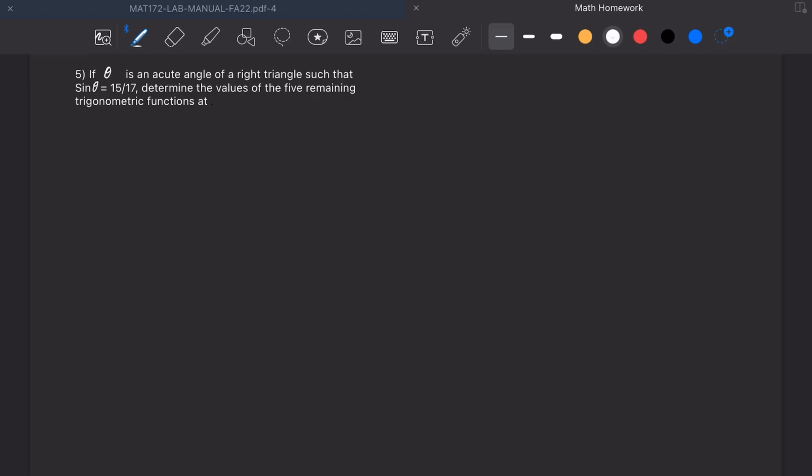Okay, for our next example, we have: if theta is an acute angle of a right triangle such that sine theta is 15 over 17, determine the values of the remaining trigonometric functions of theta. First we have to sketch a triangle or use the Pythagorean theorem to find the remaining sides. But first, let's identify what quadrant we're in. If sine is positive, we know that we can be either in the first or second quadrant. So let's just keep that in mind.